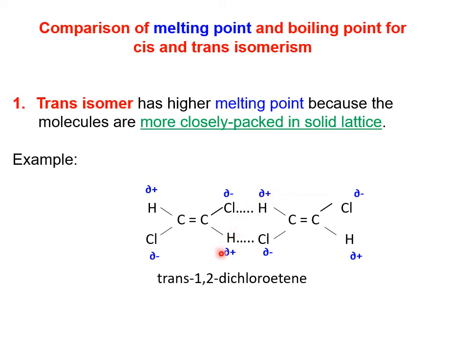And then this part is light, this one is heavy. So the combination between heavy and light, right? So it makes the molecule closely packed. It's more difficult to break. That's why the melting point is higher.